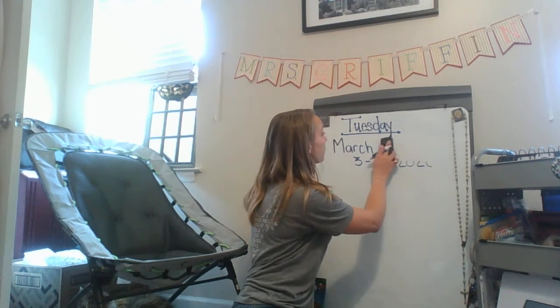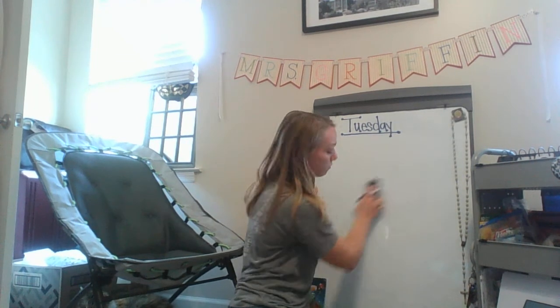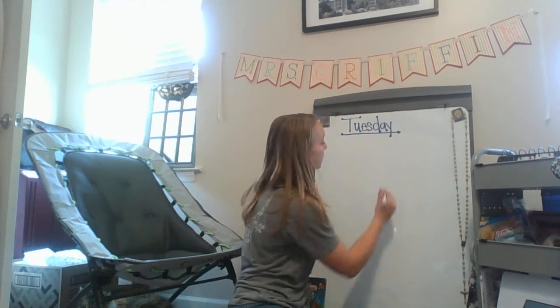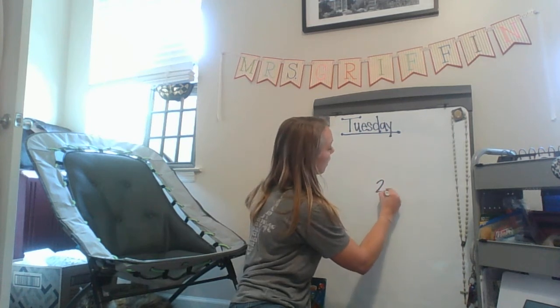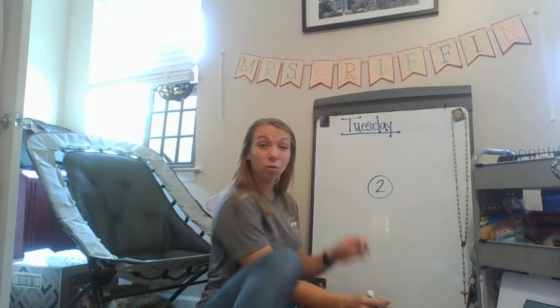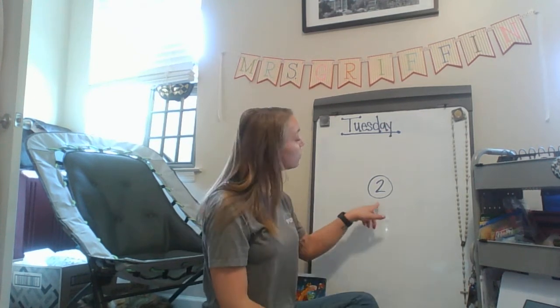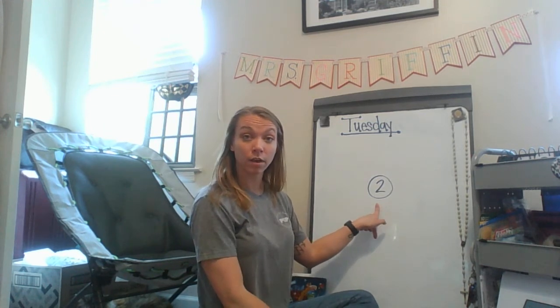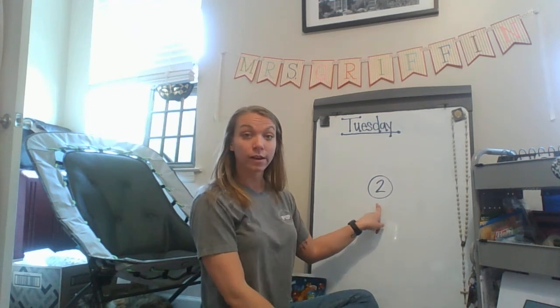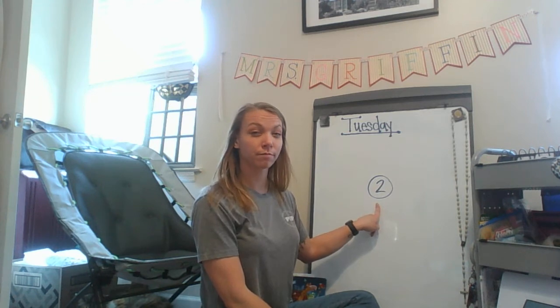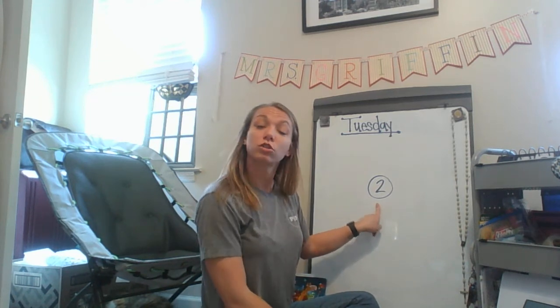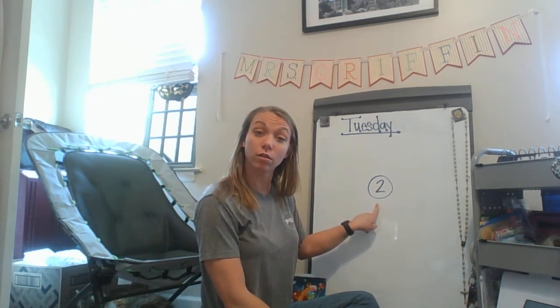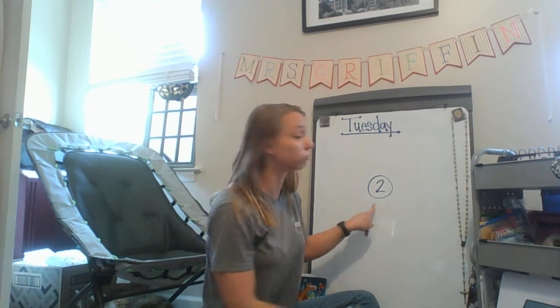So in the middle of your paper, you know what to do. Write the number 2 and circle it. So we know what number we're working with today. Now the first step we're always going to do is show this number in a 10 frame. So on your paper right now, draw a 10 frame and fill it in. Show me how many spaces you need to fill in a 10 frame to show 2.